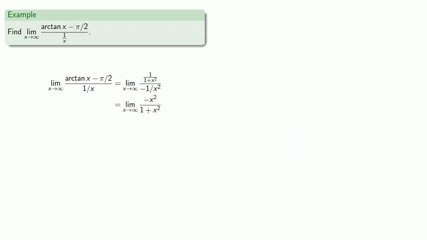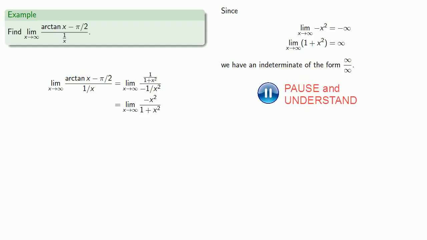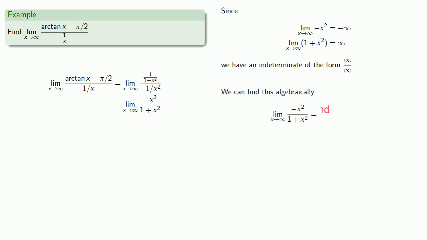Now we notice that as x goes to infinity, our numerator, minus x squared, goes to minus infinity, and our denominator goes to positive infinity, and so we have an indeterminate of the form infinity over infinity. And we've actually dealt with this type of limit before. We can find this limit algebraically, which gives us the value of the limit.